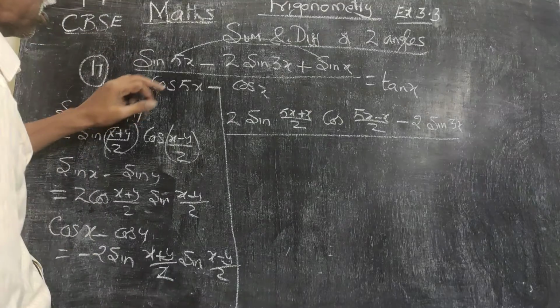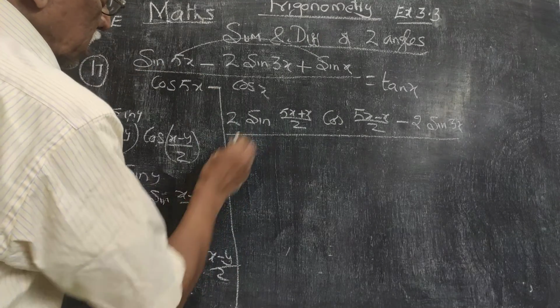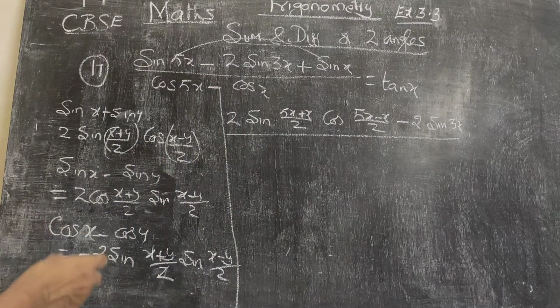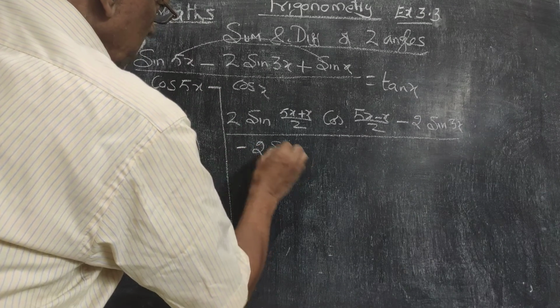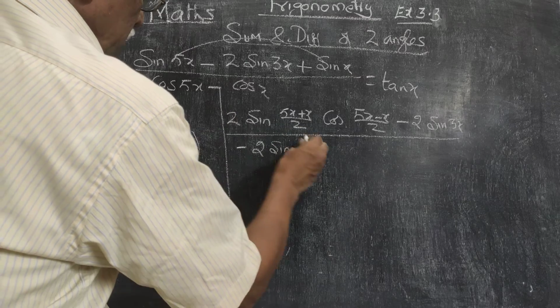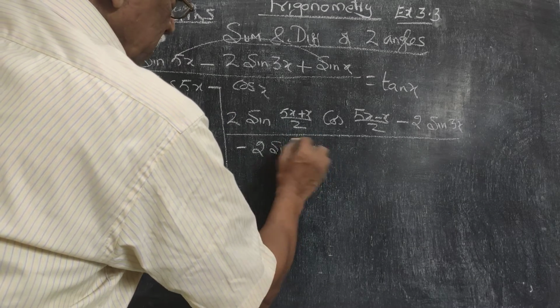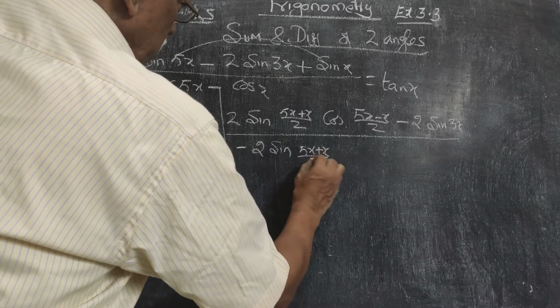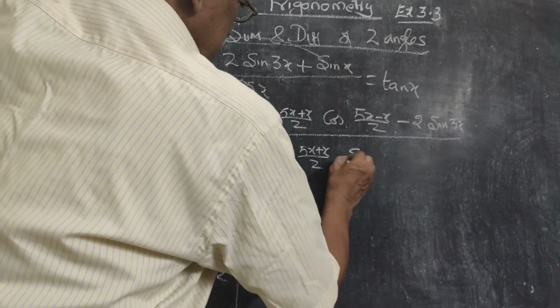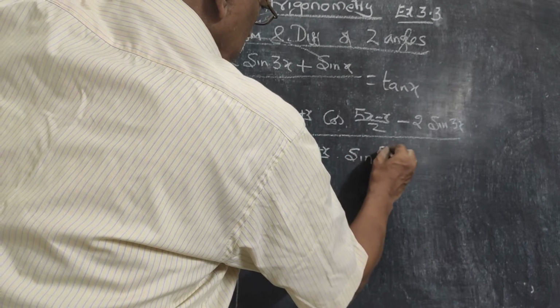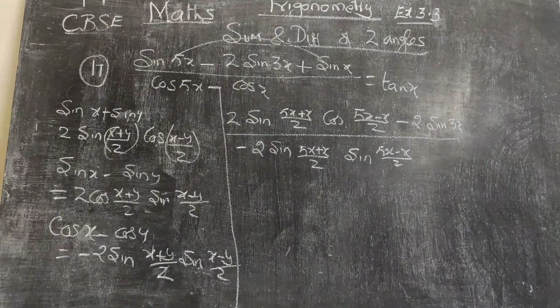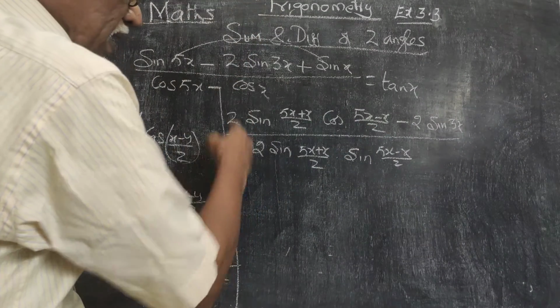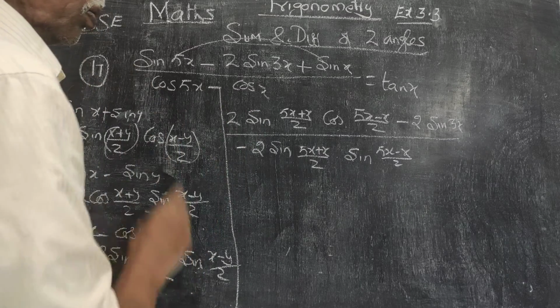And denominator cos x minus cos 5x, and minus cos x. So minus of 2 times sin of (x plus y) by 2, so this is (5x plus x) by 2, and then sin (5x minus x) by 2. Taking 2, I can cancel 2.